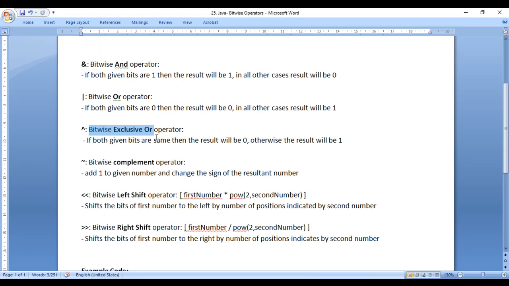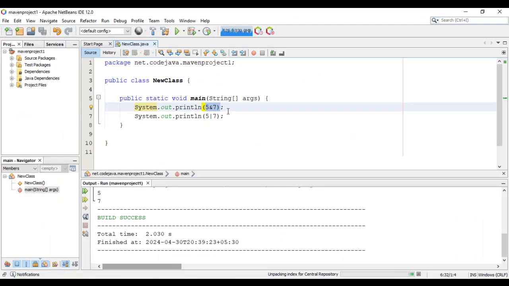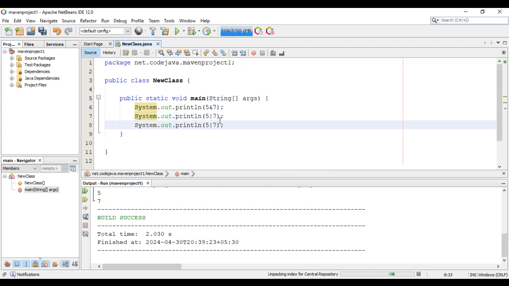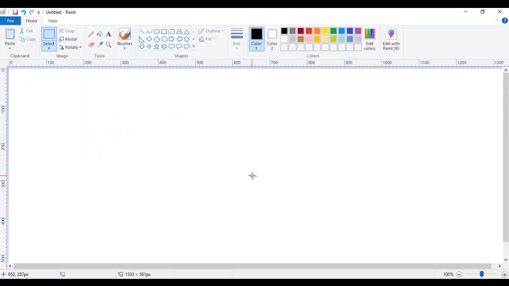The bitwise exclusive OR operator says if both bits are the same, then the result will be 0. Otherwise the result will be 1. If bits are different, then the result will be 1. Let's understand with an example. I'm going to copy this code and paste it down. I say here exclusive OR, caret symbol. What output do we get? Let's see with explanation.